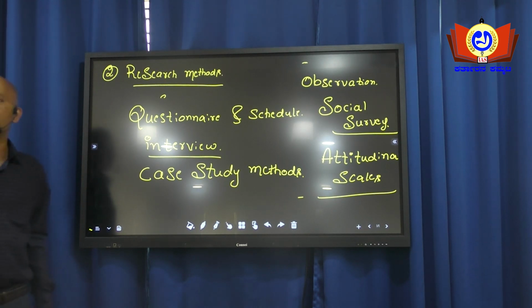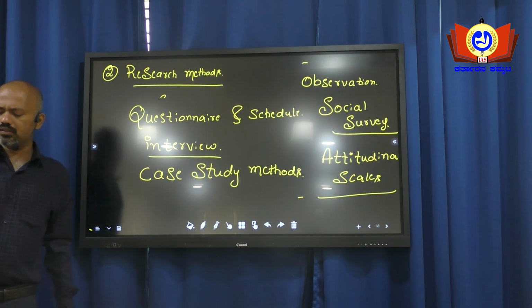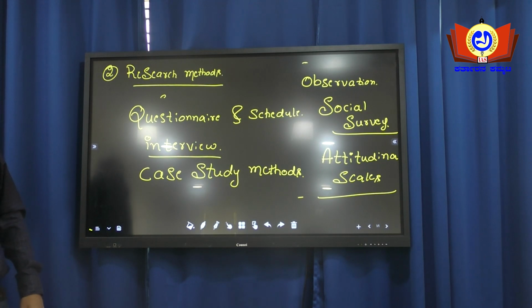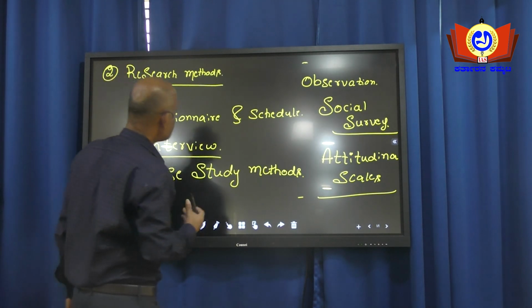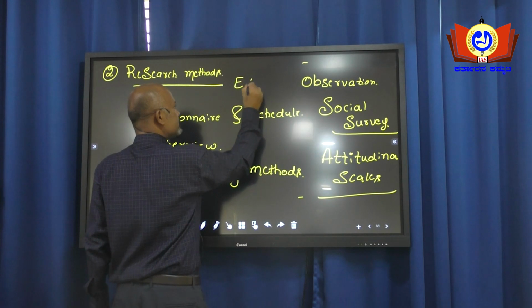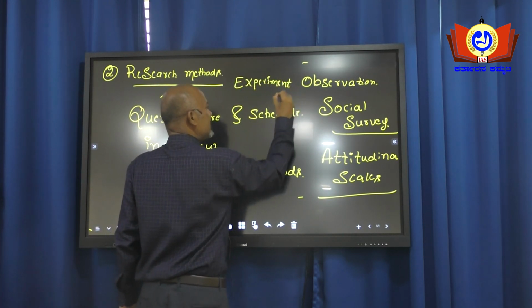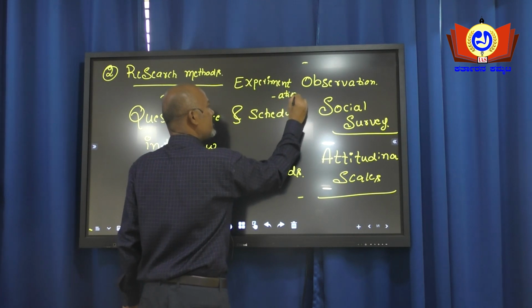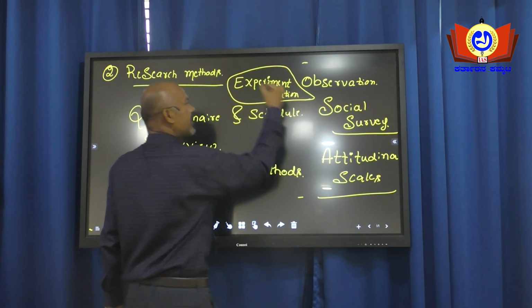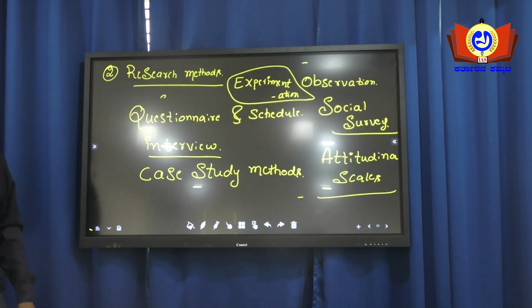We have other scales also. Bogardus scale is one. I will discuss it, no need to worry now. Bogardus scale, Likert scale, all those we will discuss in class. Next is experimentation. This is also one technique. Do you think that in sociology we can do experimentation? In physics we can do experimentation. In biology we can do experimentation. But can we do experimentation in sociology?